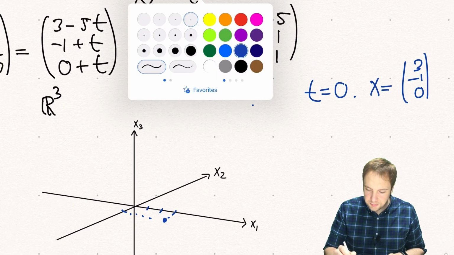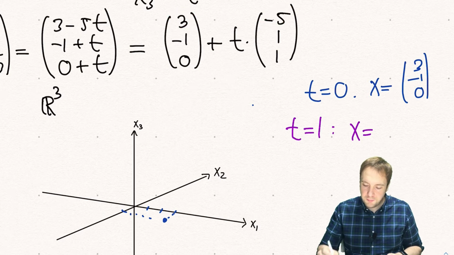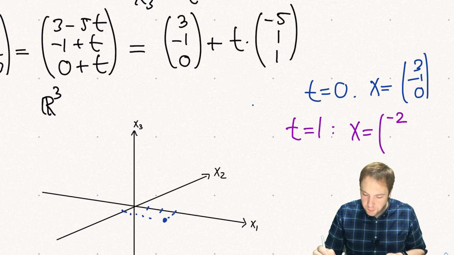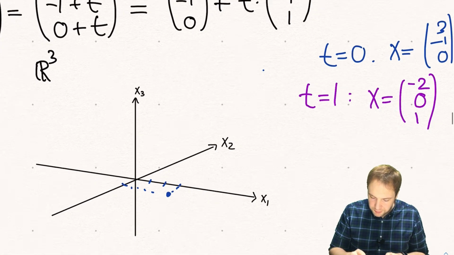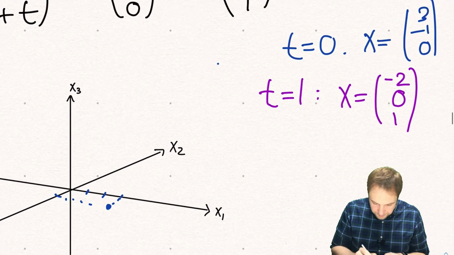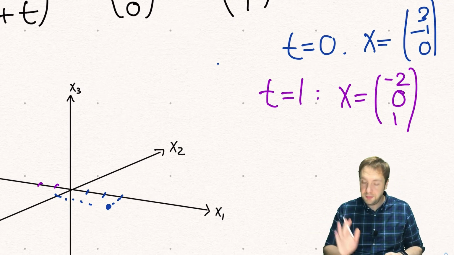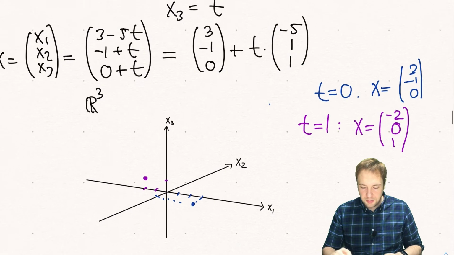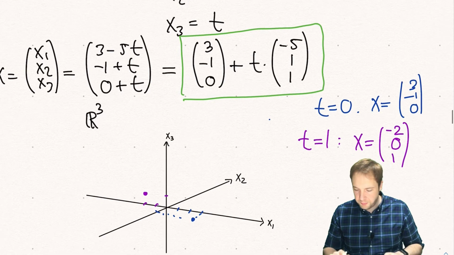But now we can also take, let's say, t equals 1. In this case, this x is 3 minus 5, so minus 2. And minus 1 plus 1 is 0, and 0 plus 1 is 1. So this point is minus 2 on the x1 axis, 0 on the x2 axis, and it goes 1 in the x3 axis, so here. So this point here.